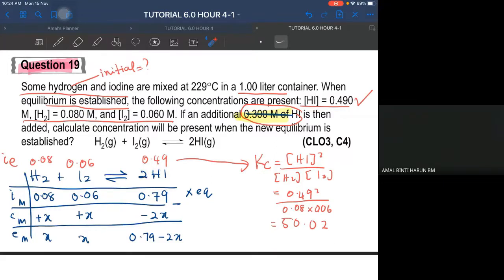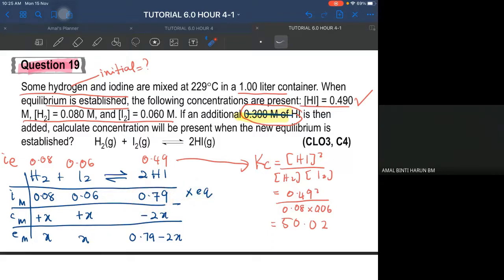How do we know it is not equilibrium? Of course it is not equilibrium, because equilibrium is when the concentration of HI is 0.49. But now you have disturbed the equilibrium by adding 0.3 molar HI. So the new concentration, which is not at equilibrium, is 0.79 molar. Nothing else was added, only HI.